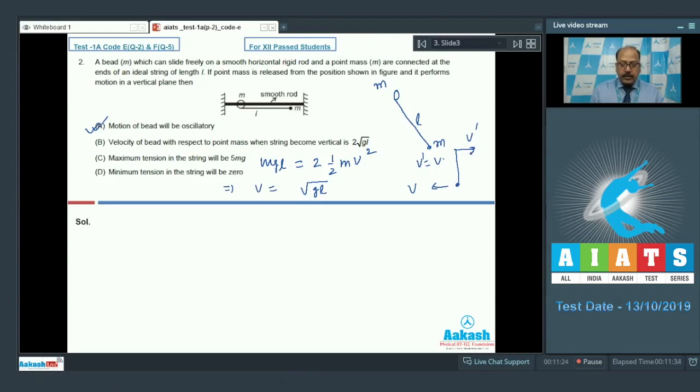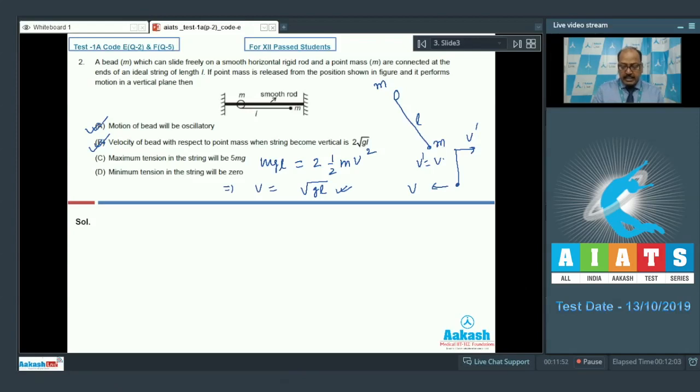Now since they are moving in opposite directions, so the relative speed of one with respect to the other will become 2 times of this, which means option B is correct. The velocity of bead with respect to point mass when string becomes vertical is 2 root gl is a correct option. Let's look at option C and D now. Maximum tension in the string will be 5 mg. Of course, the maximum tension will come when the string becomes vertical.